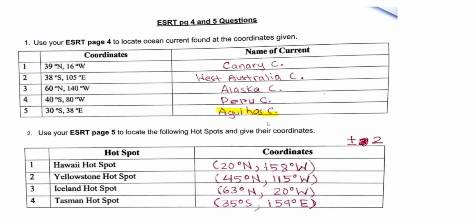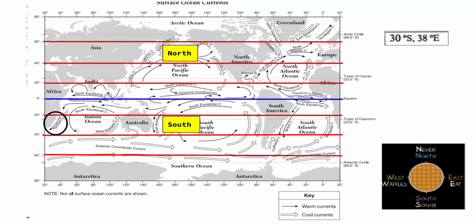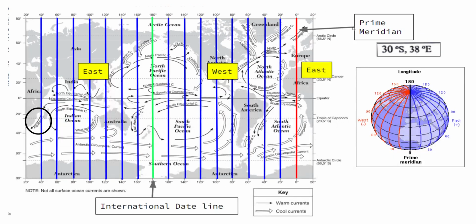So Agulhas current is 30 degrees south of the equator. Agulhas current is right here. It's around 30 degrees south of the equator, and it's 38 degrees east of the prime meridian. Here's the prime meridian. It's around 38 degrees east of the prime meridian.